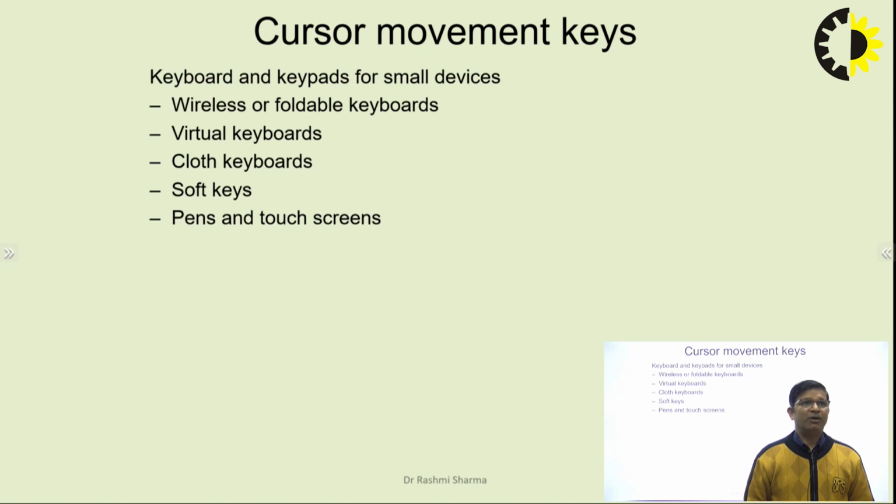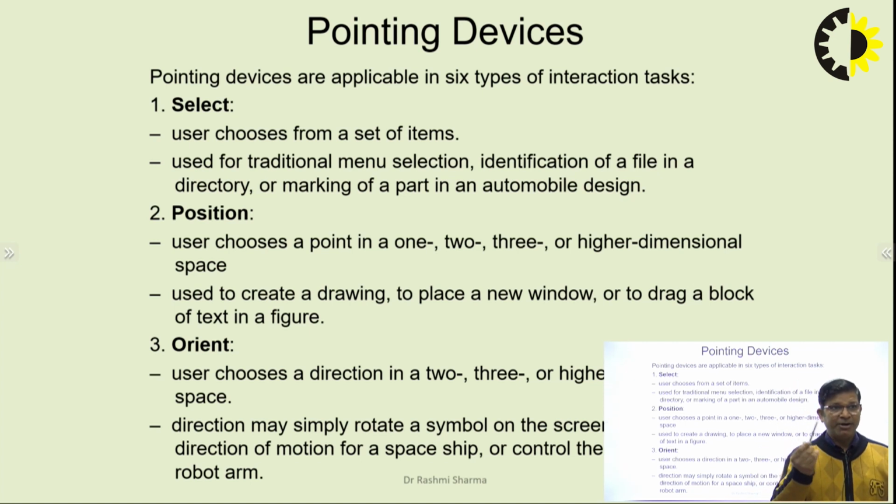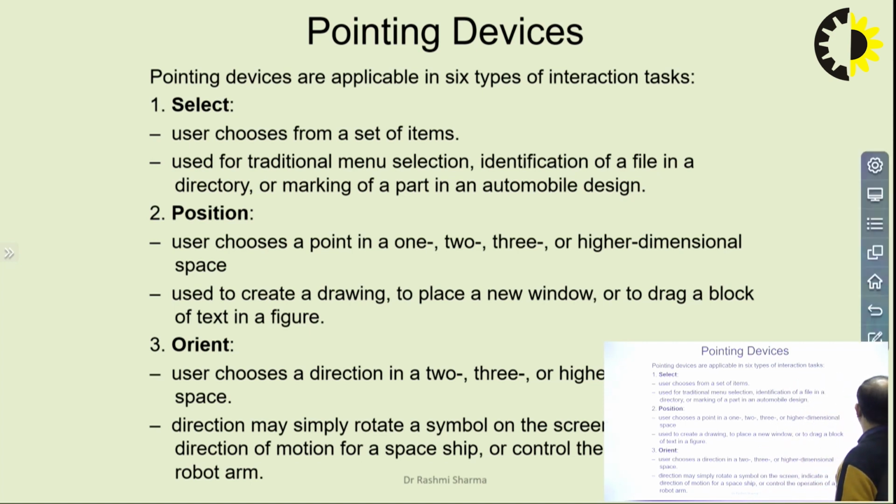Keyboards and keypads for small devices: wireless and foldable keyboards, virtual keyboards, cloth keyboards, soft keyboards, pen and touch screen keyboards. Pointing devices, like this pen, are pointing devices. We can click with this and do different types of operations. Select: the user chooses from a set of items. We can choose different available options. We can use it for traditional menu selection, identification of a file in a directory, or making a part in an automobile design.